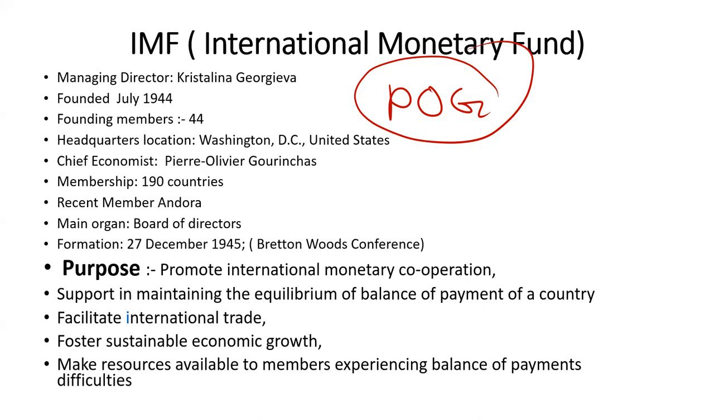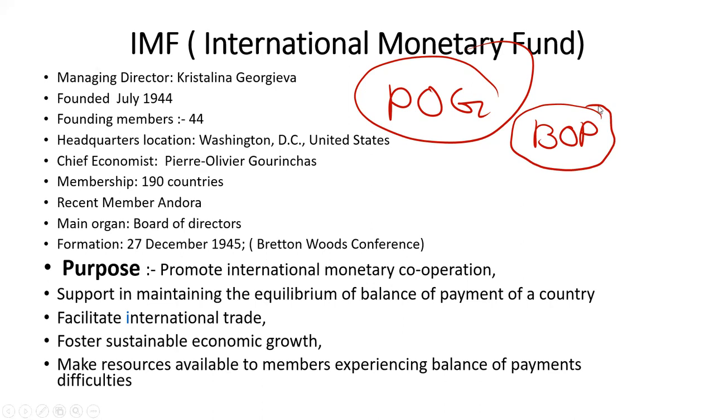What are the purposes behind establishing the IMF? The purpose is to promote international monetary cooperation, then to support maintaining equilibrium in the balance of payments of countries. The main function of the IMF is its surveillance function: checking whether the BOP of countries is in equilibrium or not. IMF keeps monitoring the balance of payments, because whenever any disequilibrium occurs, it offers assistance.